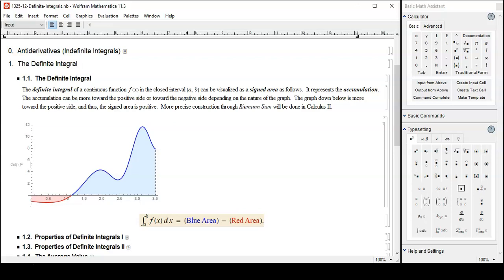Now, what if this graph had been a little bit more wriggly, going up and down more, so that we have multiple positive areas, multiple blues, and multiple negative areas, multiple reds? In that case, we just add them all up. After all, what we are after is the accumulation. So the total accumulation will be the total accumulation of all blues and all reds, all positive, all negative, all put together and add them all up. And that's the definite integral.